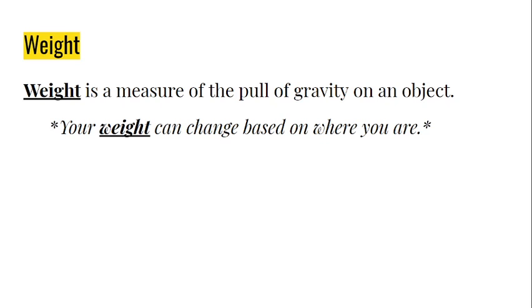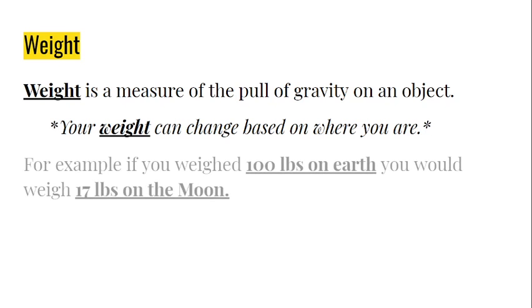It changes a very, very small amount. If you go up on a high mountain, your weight will change a little bit compared to when you're on the ground. But for the most part, it stays the same. We're going to get into some scenarios where you can have a massive change in your weight based on where you are. For example, if you weighed 100 pounds on Earth, you would weigh 17 pounds on the moon. Change your place, you change your weight.